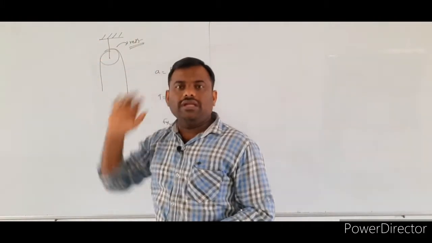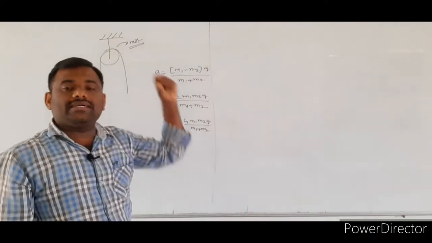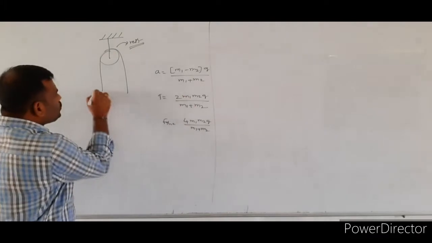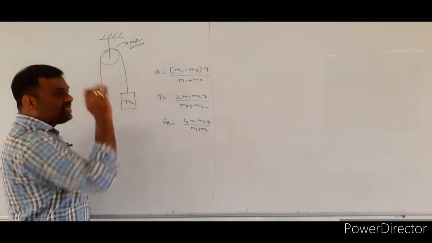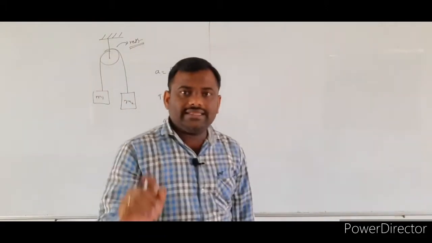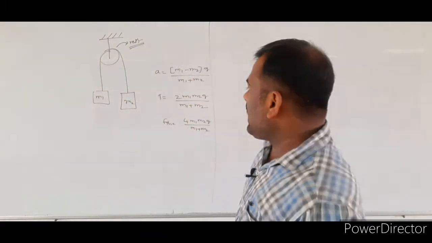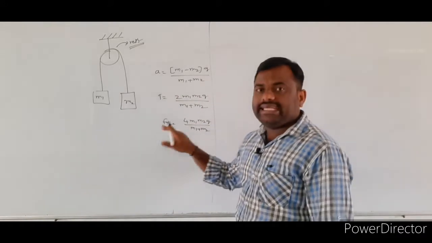These equations are applicable whenever the pulley is connected to a rigid support, that means the pulley system will be in the state of rest. Only these two masses, m1 and m2, will be in motion. In that case only we derive the values of a, T and F thrust.